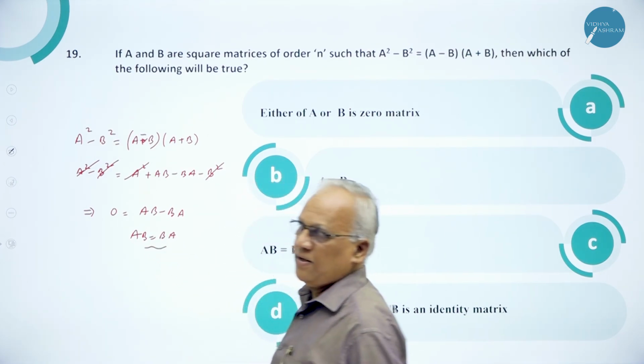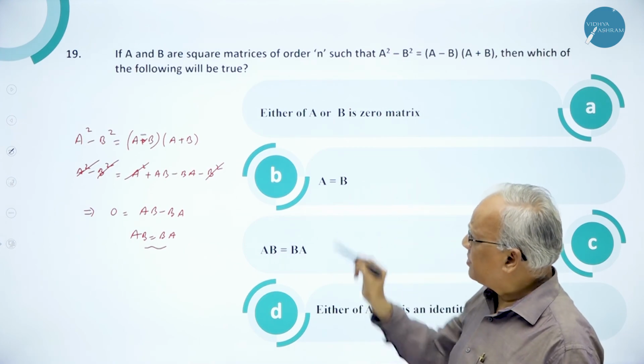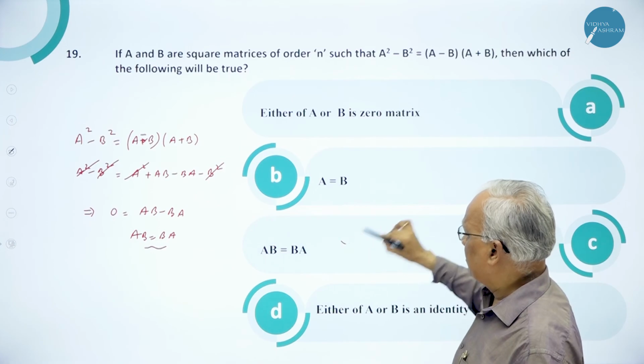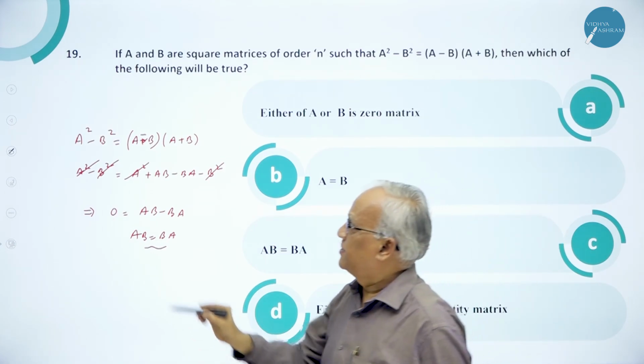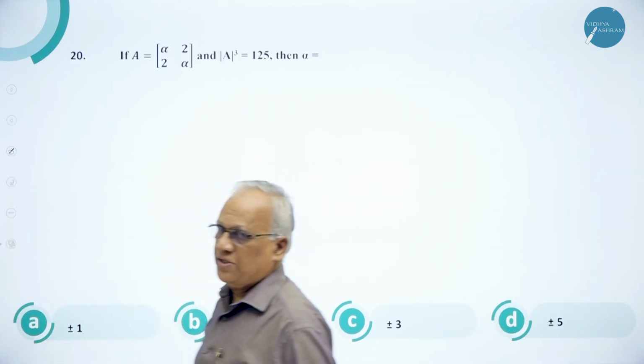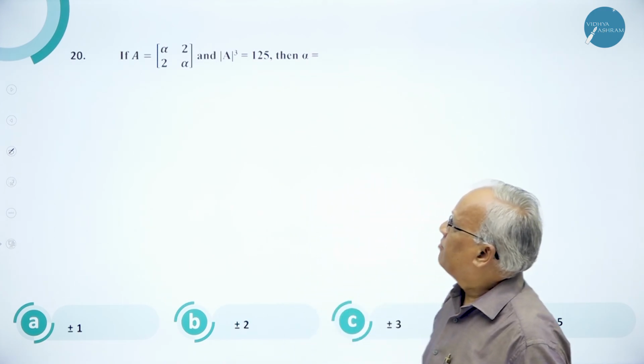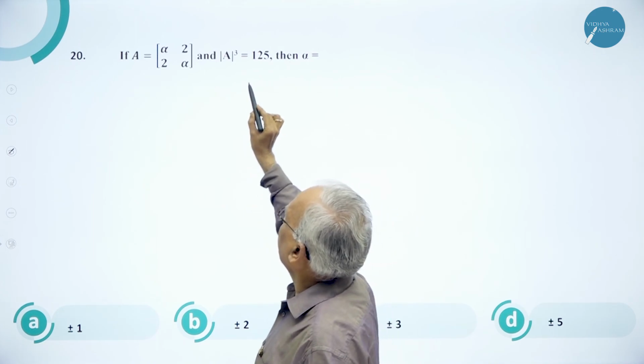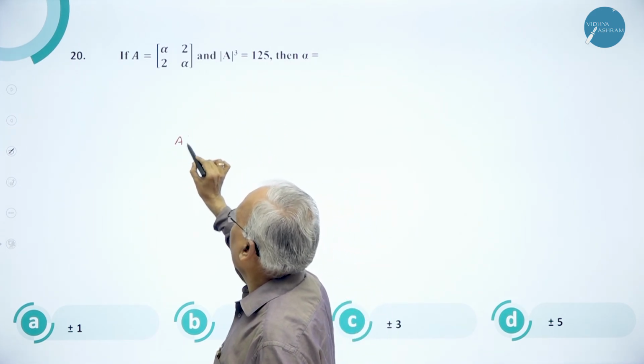That is nothing but the commutative property. So it's true only when ab equal to ba. So the answer is C in this case. Okay. Next question number 20. If matrix A is alpha 2, 2 alpha and determinant A cube is given, what is determinant A?